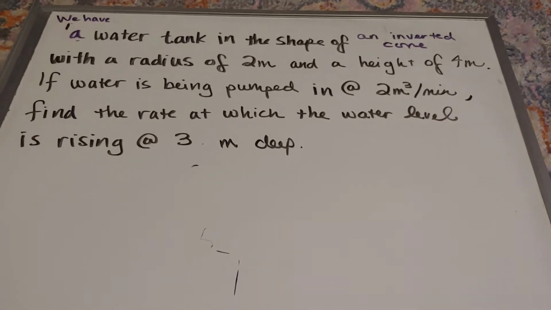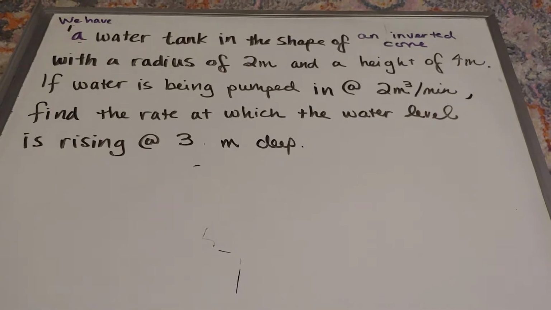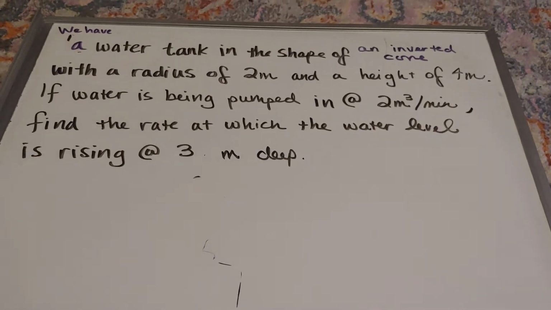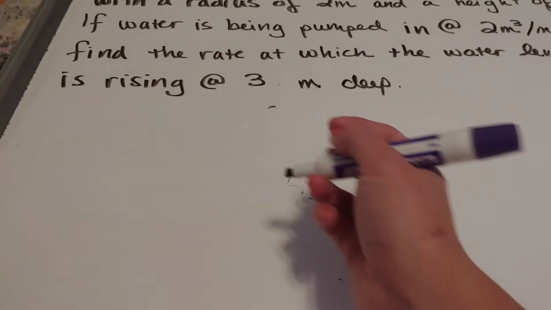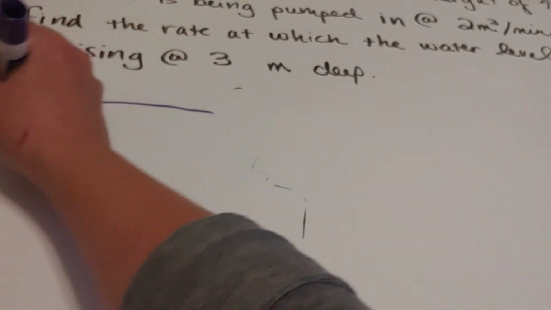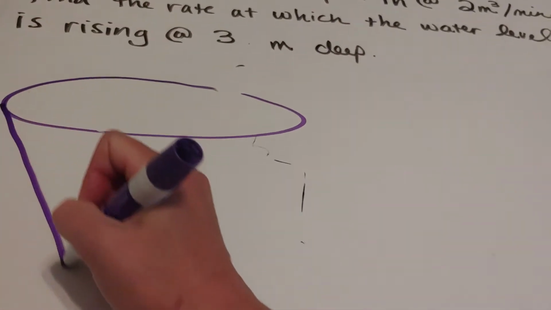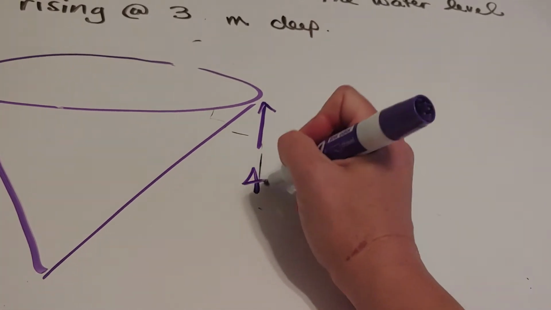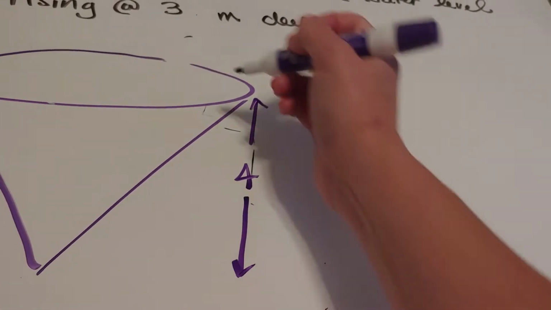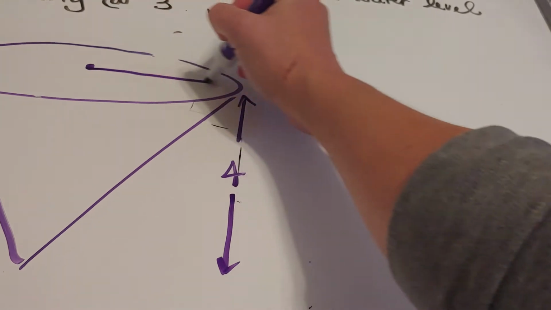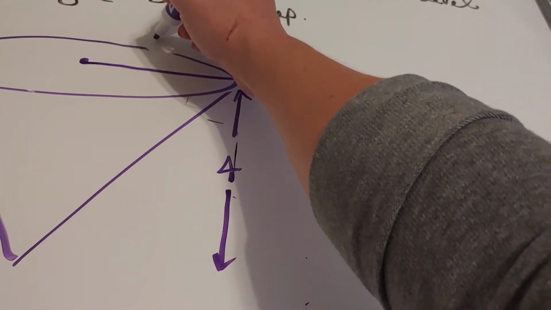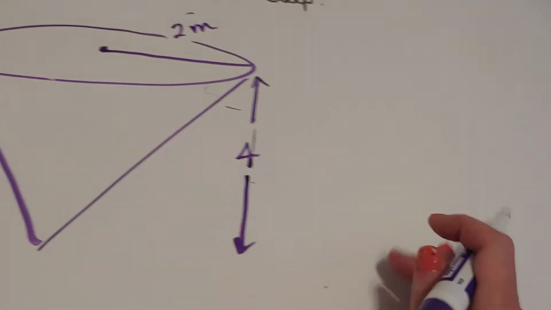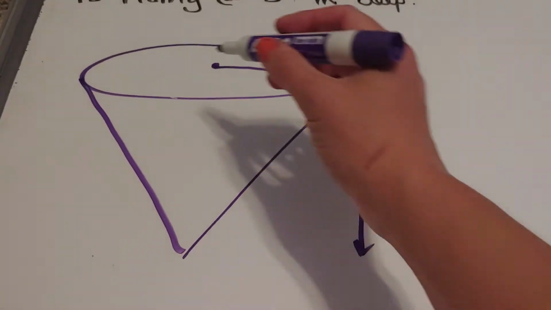So if you watch the cylinder video, it is the same dimensions, but it's a cone. Inverted cone means ice cream cone, point down. So we know that we're going to have a total height of 4 meters and a radius of 2 meters. This is going to get filled with water.